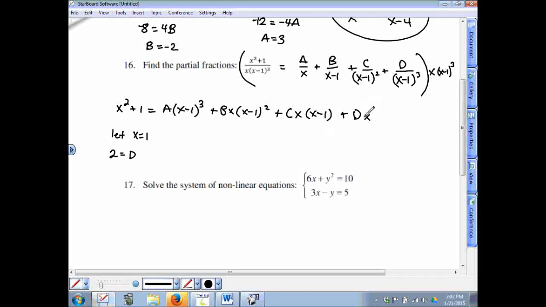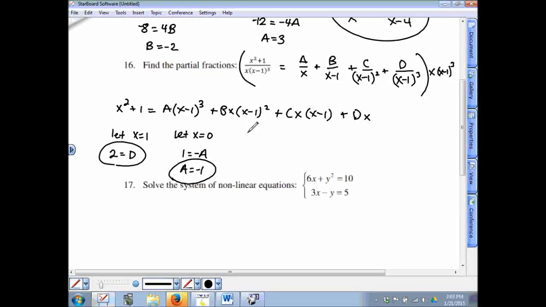Another convenient value would be 0, because that'll cancel d, that'll cancel c, and that'll cancel b, allowing us to solve for a. So let x equal 0. 0 squared is 0 plus 1 is 1. 0 minus 1 is negative 1 cubed, is negative 1 times a is negative a. That means a equals negative 1. All the rest of the terms would have disappeared. B times 0 was 0, so that term is gone. C times 0 was 0, and D times 0 is 0. So we have 2 of our values we're searching for.